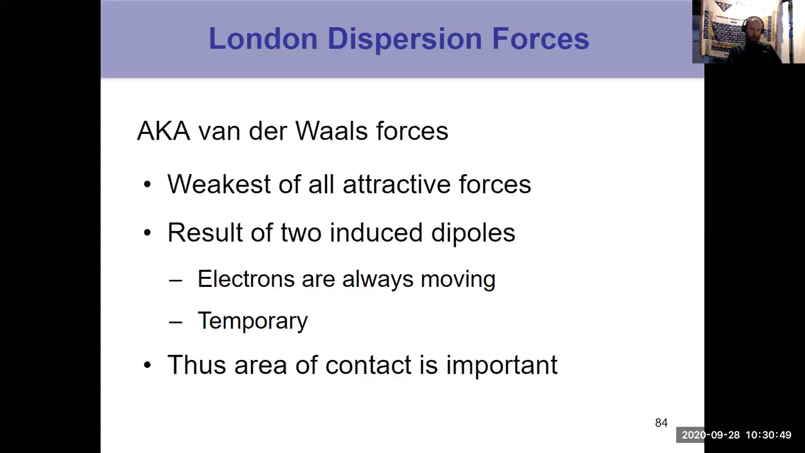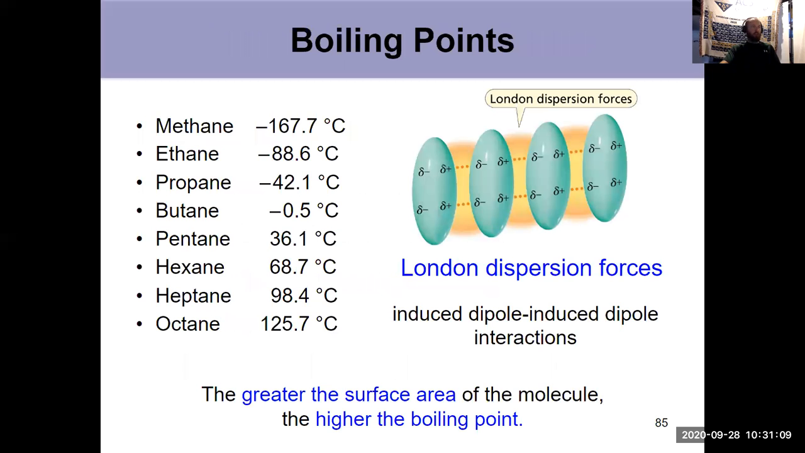But if we're thinking about alkanes, the probability that we get a spontaneous induced dipole at the area of contact is important, because the larger the surface area, the greater the chance these molecules have to interact with one another, and the greater the chance for an induced dipole.